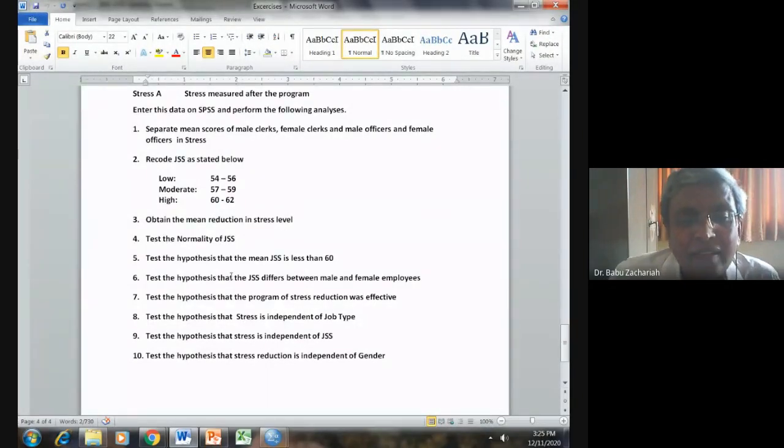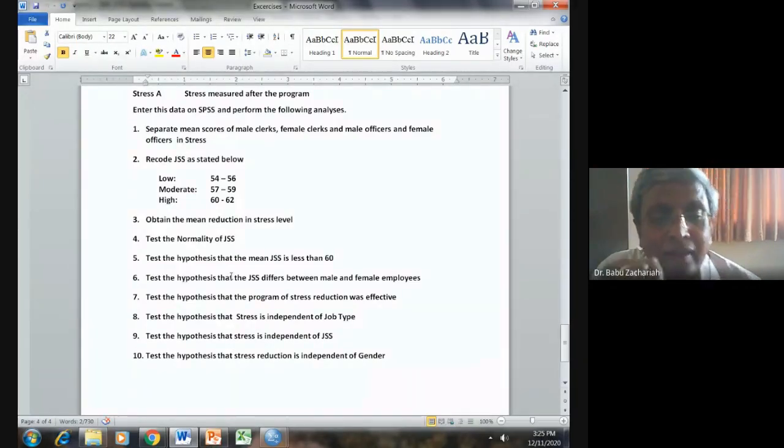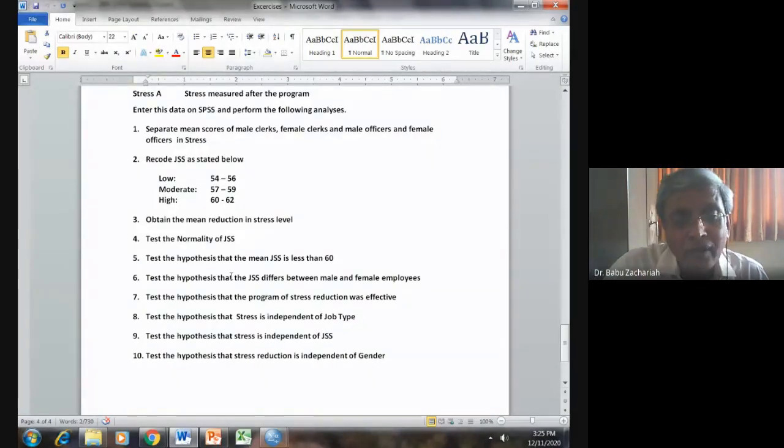Test the hypothesis that JSS differs between male and female employees. Means job satisfaction is different for male employees and female employees. What will be the null hypothesis there? H naught will be mu1 is equal to mu2. Mu1 is mean JSS of male, mu2 is mean JSS of female. Alternative will be mu1 not equal to mu2. It differs.